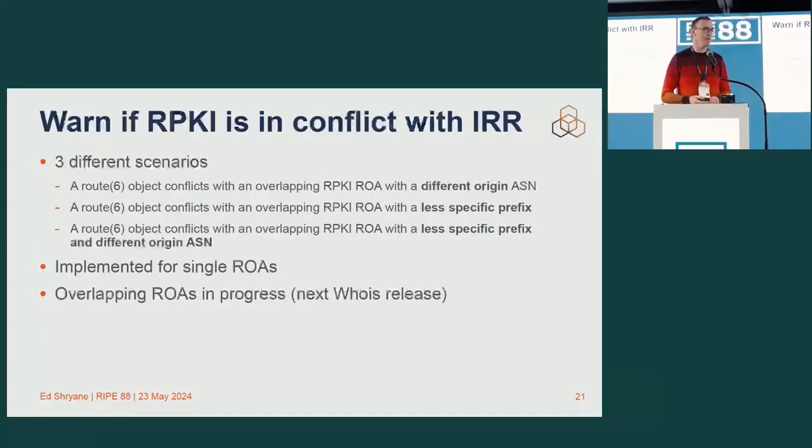A small feature that we've added, we want to integrate with our PKI. There are some scenarios where Route 6 objects can conflict with Whois. We have implemented for single Whois, but we do need to also take into account overlapping Whois. That's a common case where you have one intersecting row which is valid, one which is invalid, matching the route object. So that needs to be implemented. It will be in the next Whois release at the end of next month, and we will turn it on in our web application and REST API.